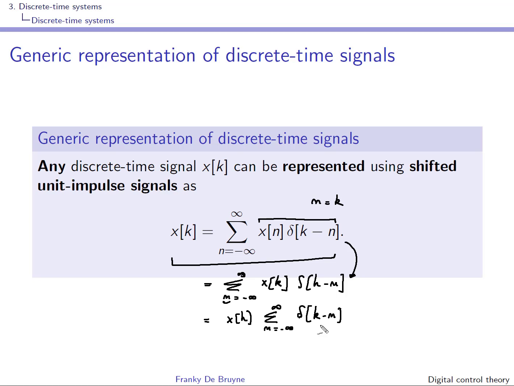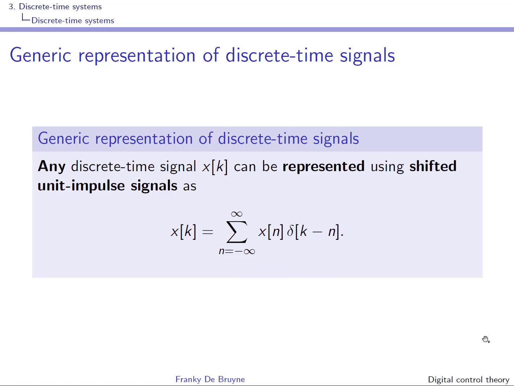In order to have a contribution, the argument needs to be 0. So in all these terms, there will only be one term, the one that corresponds to n equal to k, that is going to give you a contribution, and that contribution will be 1. So indeed we obtain x of k. This is indeed the generic representation of a discrete time signal. We have now shown this generic representation using mathematical arguments.